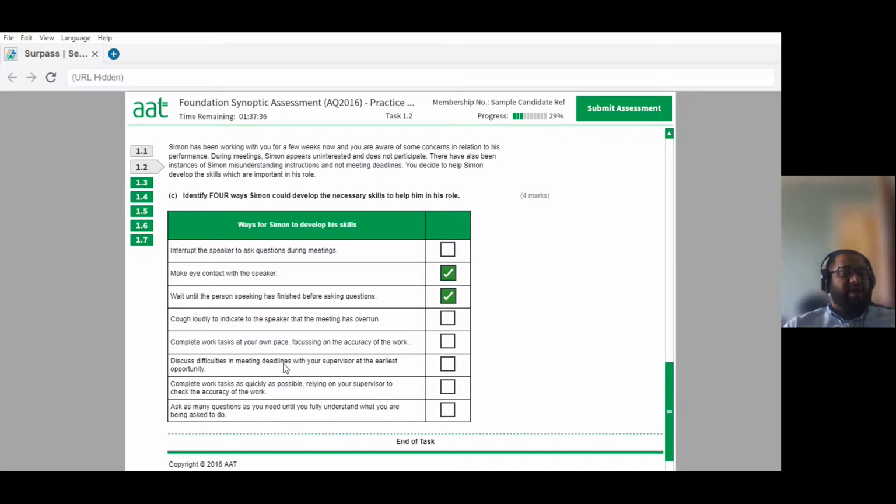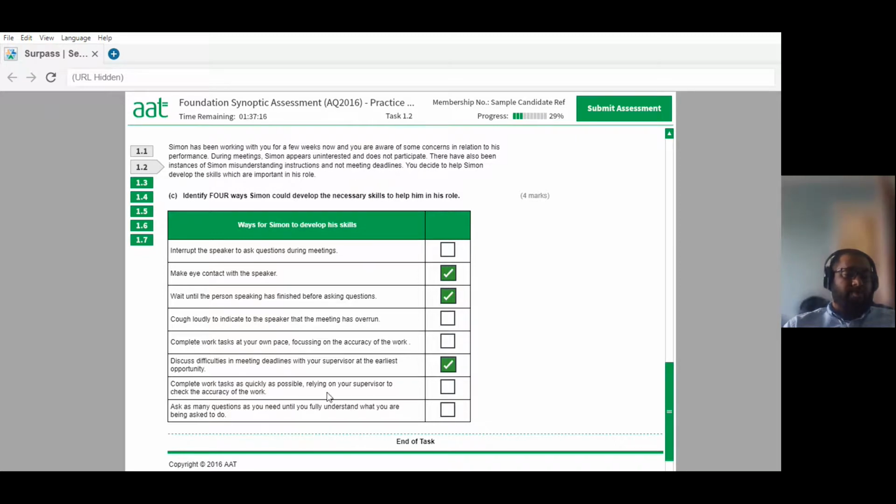Discuss the difficulties meeting deadlines with your supervisor at the earliest opportunity, which is the perfect way to put it. Because obviously, if you think you're not going to make the deadlines on time, then you should be speaking to your line manager, advising you, helping you with it. Okay, the answer is that one.